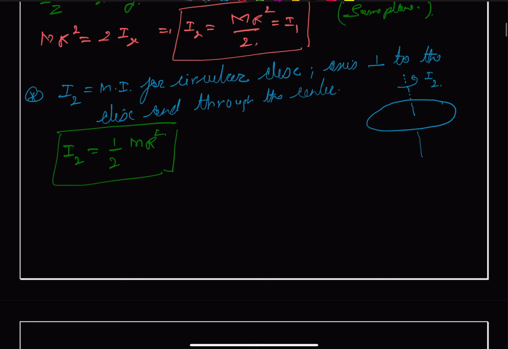We come to the third part, and the third is our solid cylinder about its axis, which is given as I3. So I3 is the moment of inertia for a solid cylinder about its axis.